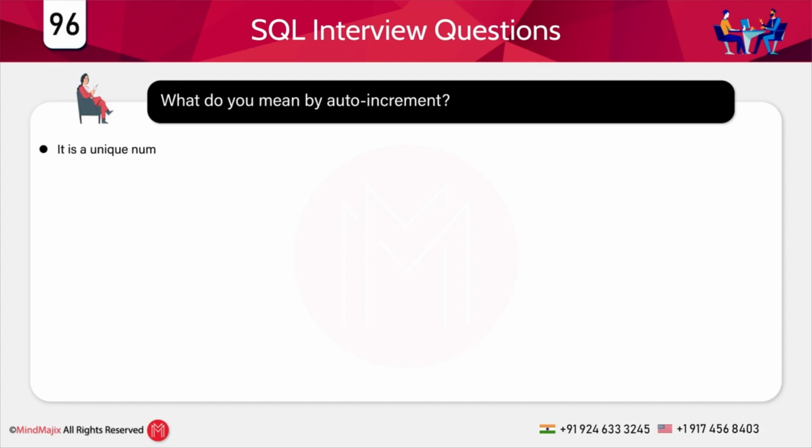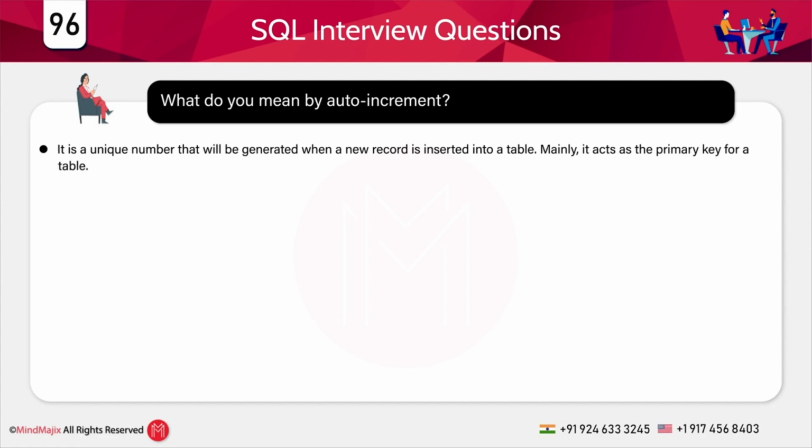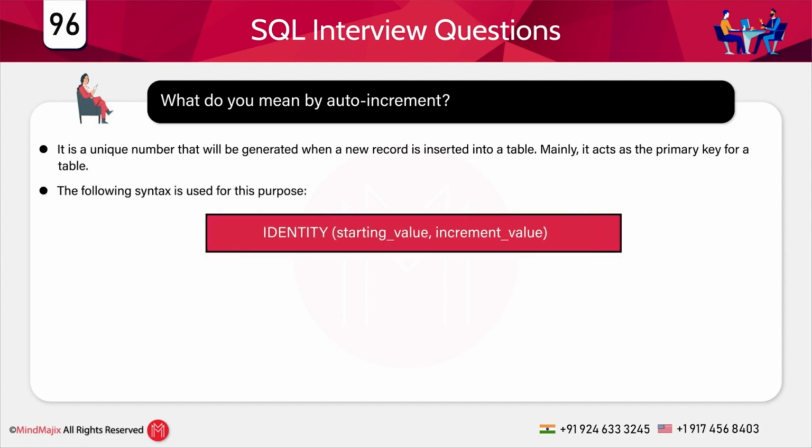The next question is, what do you mean by auto increment? Auto increment is a unique number that will be generated when a new record is inserted into a table. Mainly it acts as the primary key for the table. If you talk about the syntax of auto increment, here you can see identity, and then in round braces you have the starting value and the increment value.